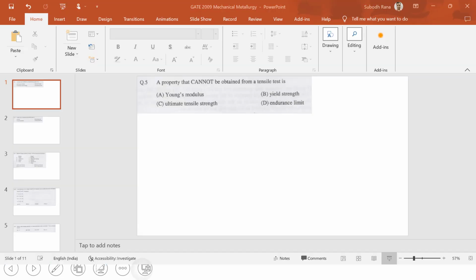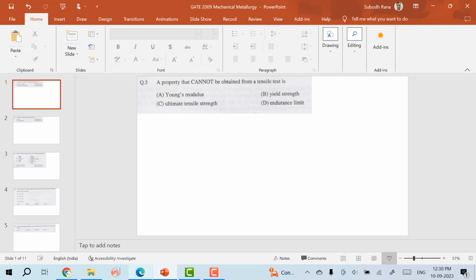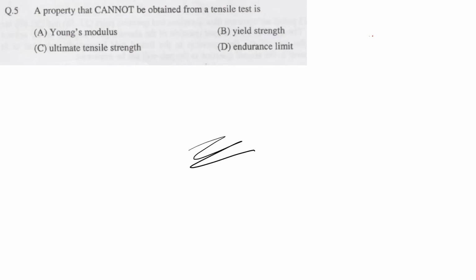So a property that cannot be obtained from a tensile test. So you understand about tensile test, right? So we have a tensile specimen. Okay, so you have a tensile specimen which looks somewhat like this. Okay, and we apply a force for the elongation.